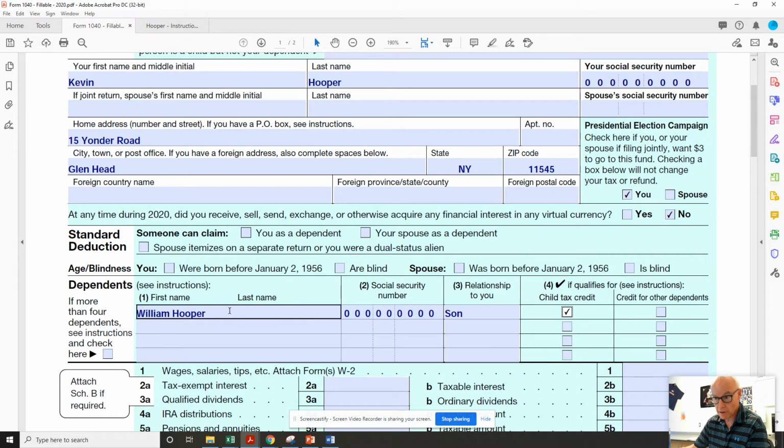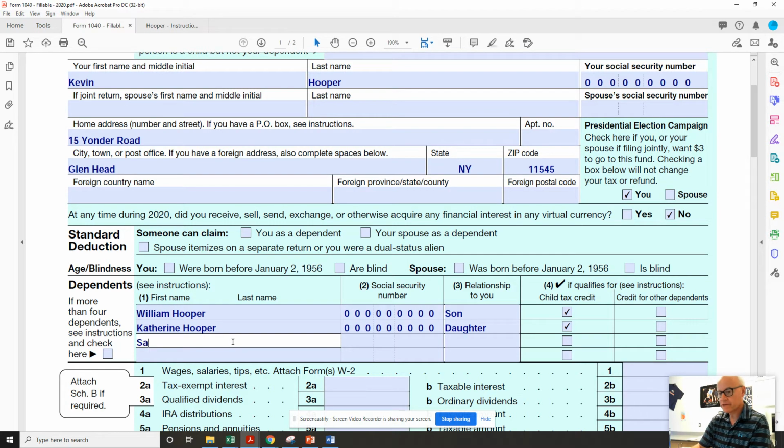That's $2,000 per kid. Then we have Catherine, making this up again, Catherine Hooper, daughter, qualifies for child tax credit. Then we have Samuel Hooper, his father. Now, a father can be a dependent to his son. Now, they're not going to obviously qualify for child tax credit. They're going to qualify for credit for other dependents that are over 17 years old. And that'll be $500 per dependent when we get down to that tax credit section.